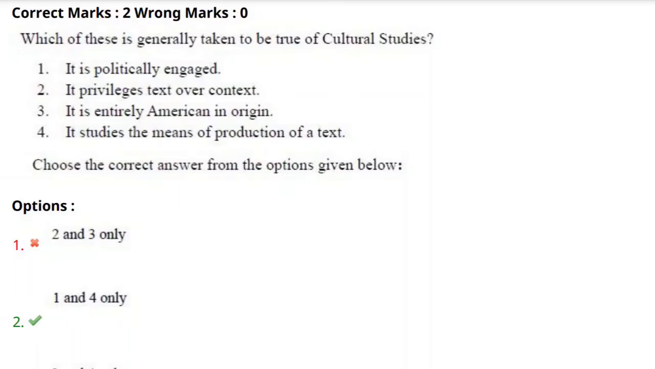Here they gave us the third option. It is entirely American in origin, which is incorrect, because cultural studies has its roots in various places, especially Britain. When it comes to Stuart Hall, he belongs to Britain. So the correct answer here is first and fourth. Cultural studies is politically engaged and it studies the means of production of a text. So the correct answer here is the second option, which includes 1 and 4 only. Yes.